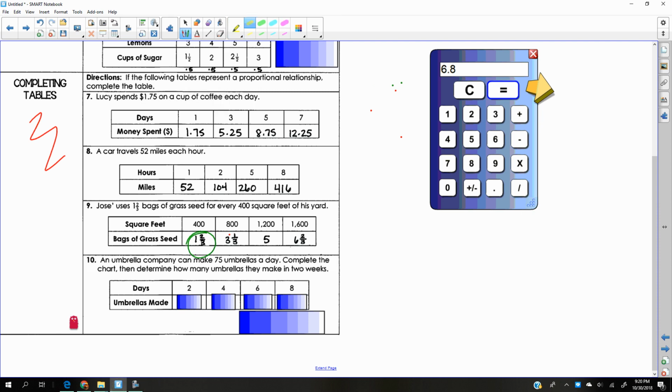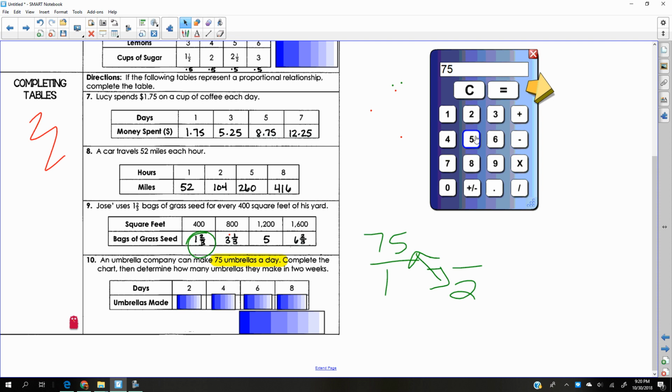All right. So they make 75 umbrellas in 1 day. So 75 in 1 day. How many are they going to make in 2 days? Okay, so you do the same exact thing. Even though we're cross multiplying at a different angle, it doesn't matter. You're going to cross multiply the two numbers that you can.